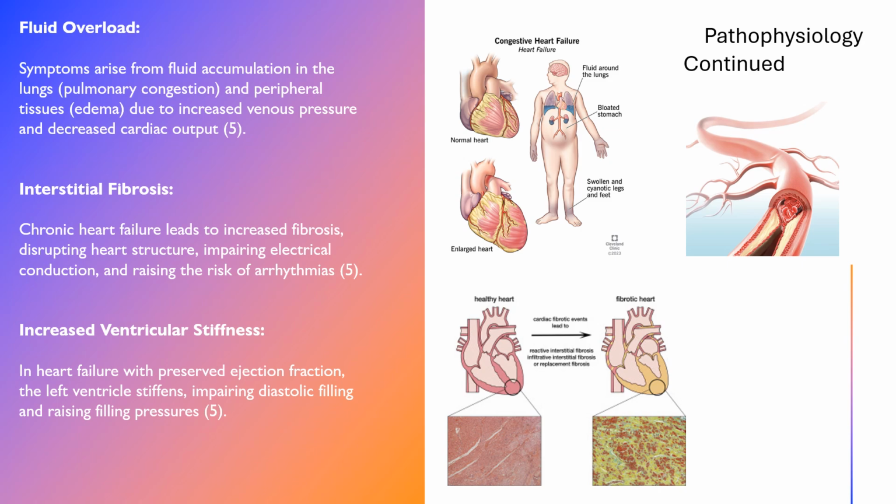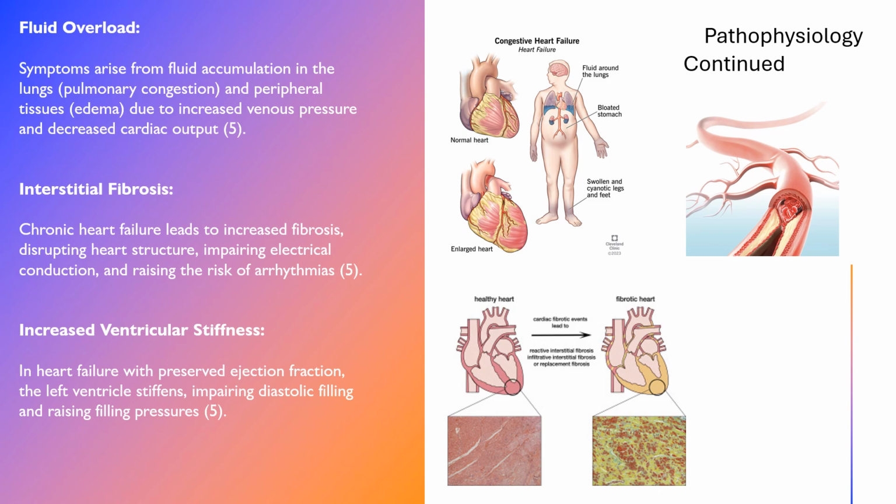Fluid overload. Fluid overload causes symptoms due to the fluid buildup in the lungs, known as pulmonary congestion, and in the peripheral tissues, or edema. This occurs because of increased venous pressure and reduced cardiac output.